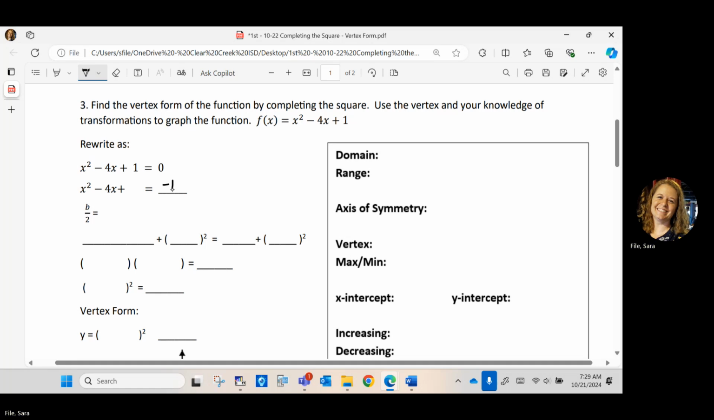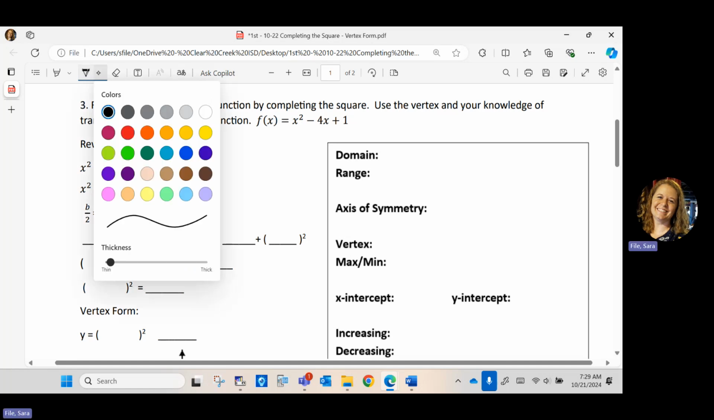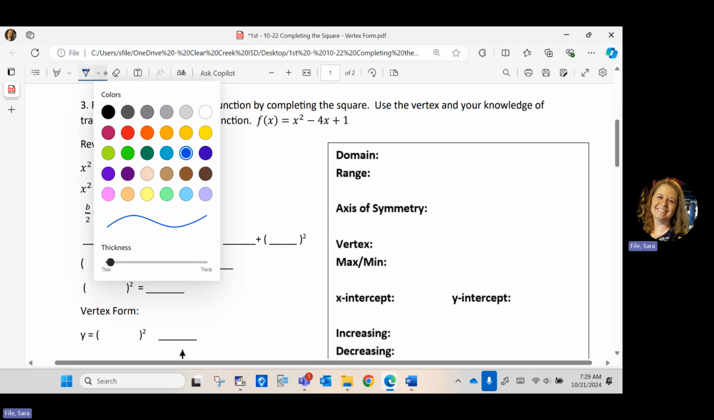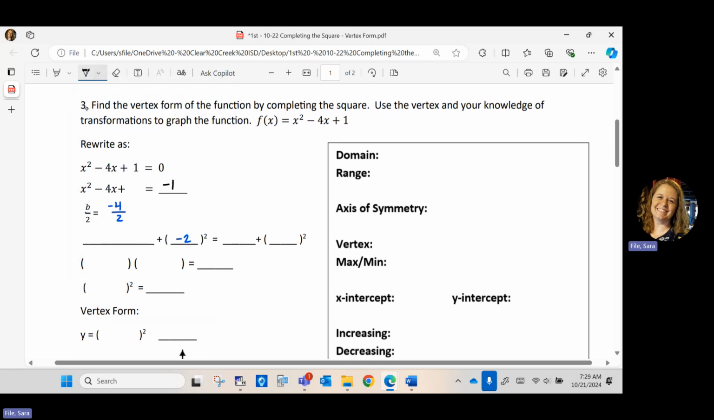Okay, what is the b divided by 2? Let me get my blue pen here. So negative 4 is my b value. Okay, negative 4 divided by 2 is negative 2. And they just want us, this first blank is just rewriting what we already have. So the x squared minus 4x.